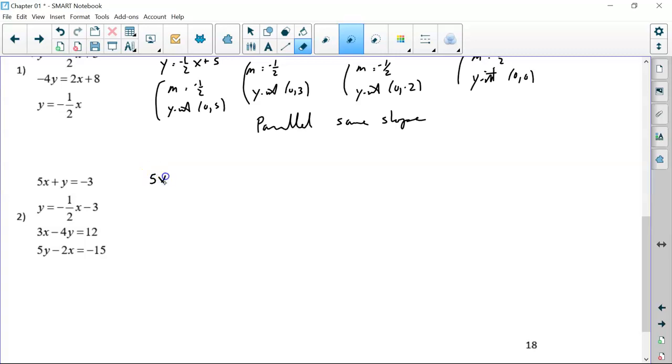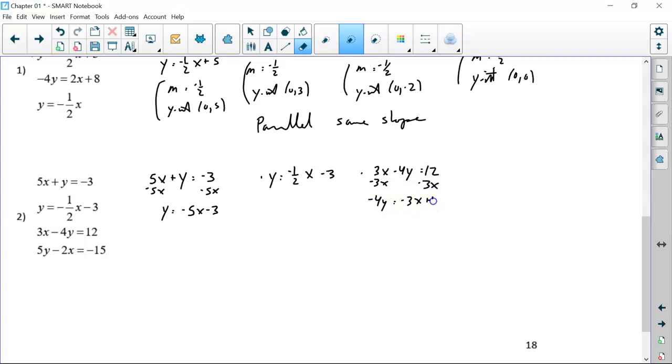So we have 5x plus y equals negative 3. Subtract 5x from both sides. y equals negative 5x minus 3. The second line, y equals negative 1/2 x minus 3. The third line, 3x minus 4y equals 12. Subtract 3x from both sides. Negative 4y equals negative 3x plus 12. And divide each term by negative 4. So we get y equals negative 3 over negative 4, which is positive 3/4 x minus 3.